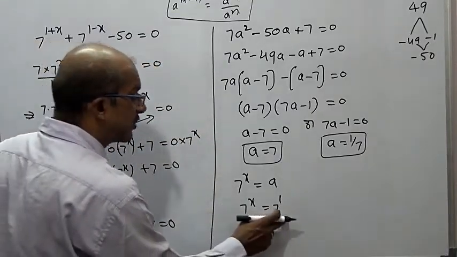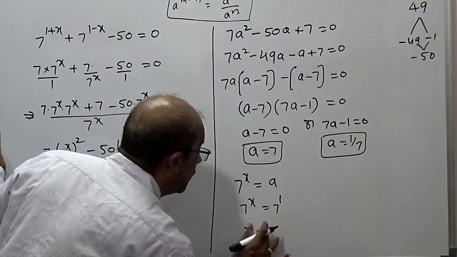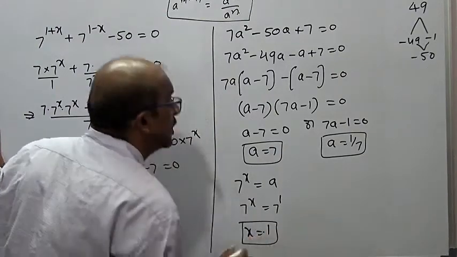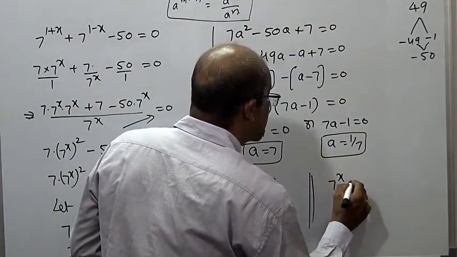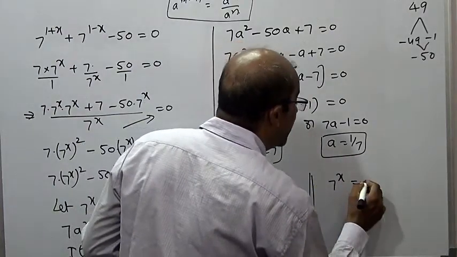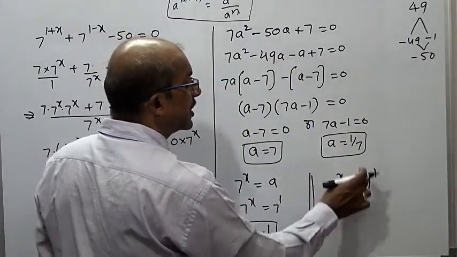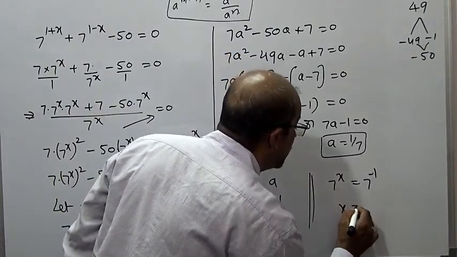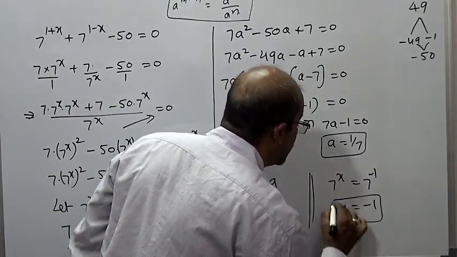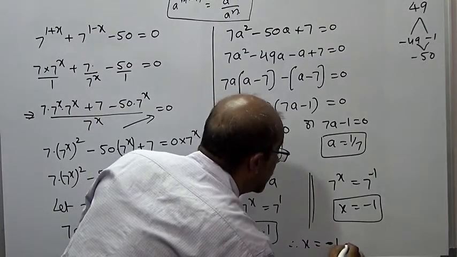So the bases are equal, powers should be equal, therefore x is equal to 1. Or in another case, 7 power x is equal to 1 by 7, which can be written in exponential form as 7 power minus 1. So bases are equal, powers should be equal, that is x is equal to minus 1. Therefore, x is equal to minus 1 comma 1.